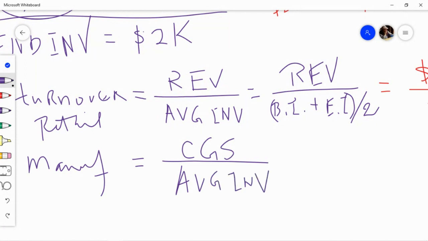And then this is, look, you remember CGS is the cost side of the revenue. Cost of the revenue. It's also called cost of revenue. CGS is also cost of revenue. And your inventory is expressed in cost basis, right? That's the manufacturing. So that's the inventory turnover ratio.